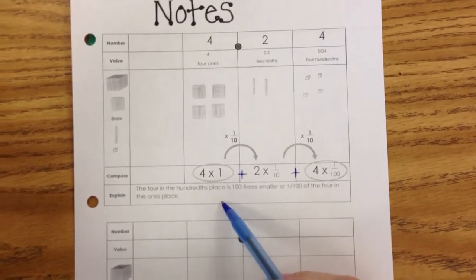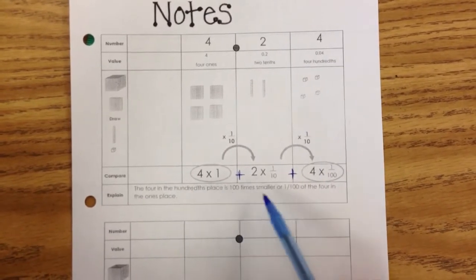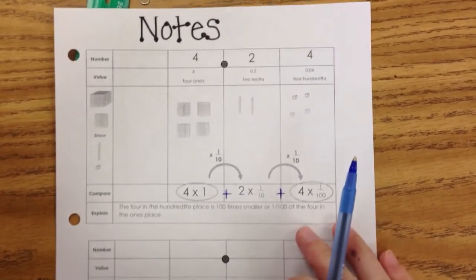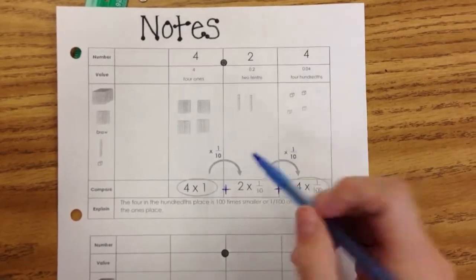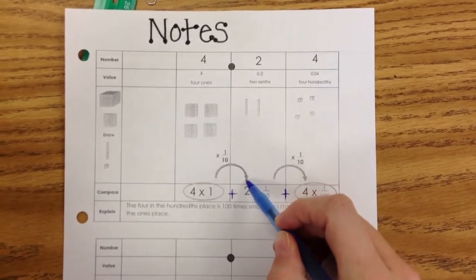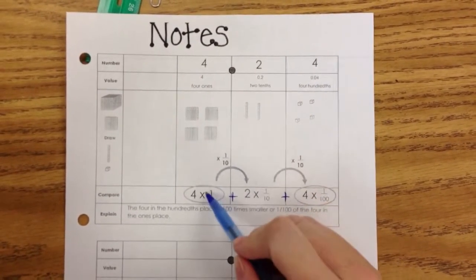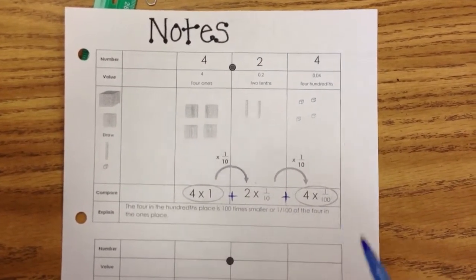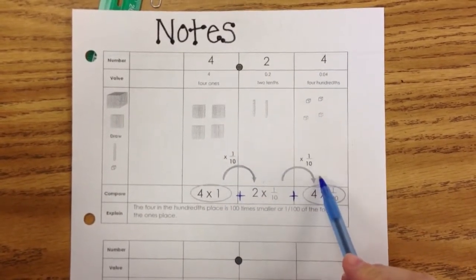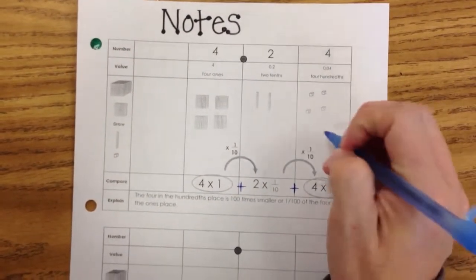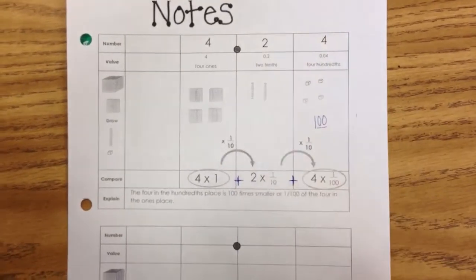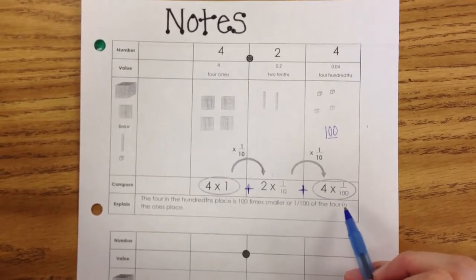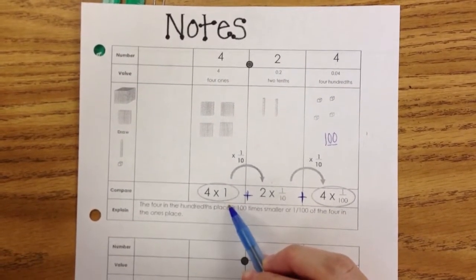When we look at the explain row, the 4 in the hundredths place is 100 times smaller, or 1/100th, of the 4 in the ones place. This idea is the same as it was with whole numbers. Each jump that I make, the number on the right is 1/10 of the number on the left, or 10 times smaller. So when I jump from here to here, 2 jumps, I see that it is 100 because of the 2 zeros. So the 4 in the hundredths place is 1/100th of the 4 in the ones place.